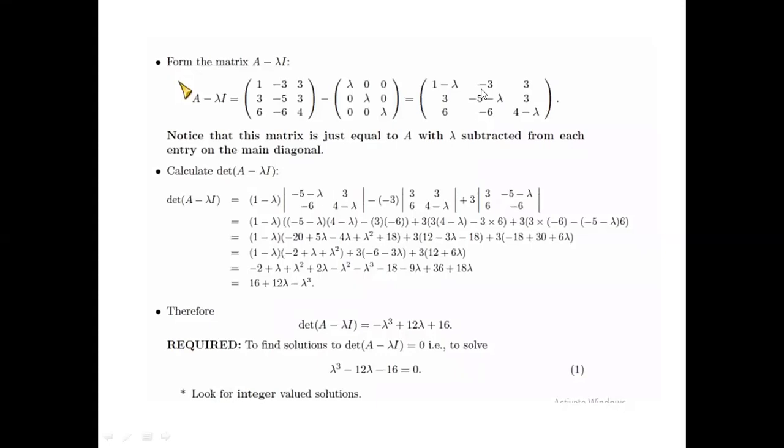And then you have minus of minus 3 because this next factor needs to have a minus of minus 3, and then you ignore the second column and the first row. So you're left with 3, 3, 6, and 4 minus lambda. That's written here. And then you have plus 3, and then the matrix likewise. And then you do the arithmetic here, and you find that determinant of A minus lambda is this value, 16 plus 12 lambda minus lambda cube. And that needs to be equated to 0.